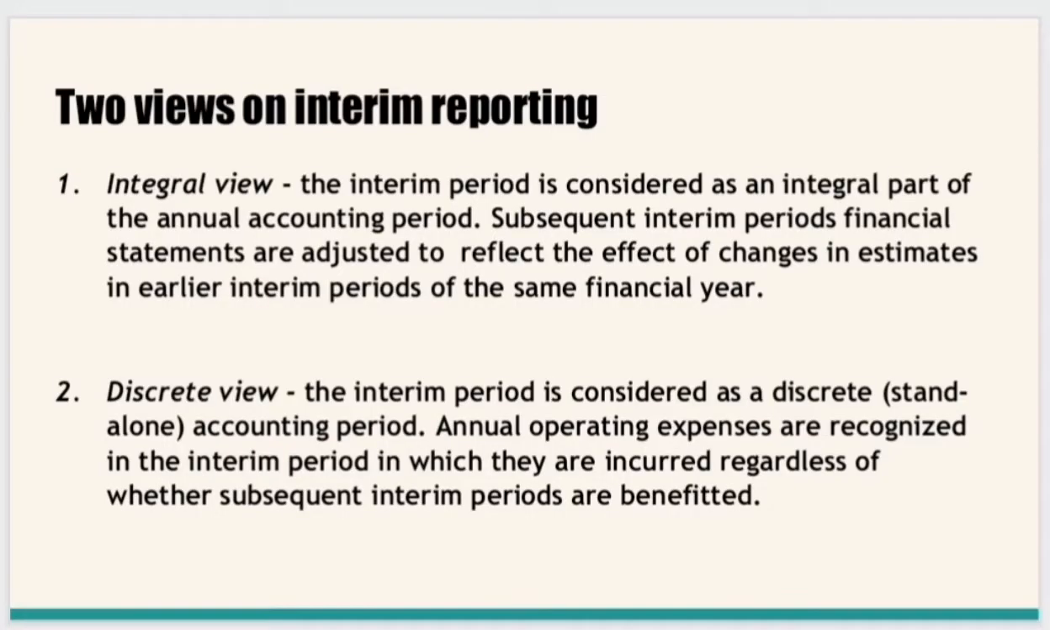With regards to views on interim reporting, there are two views being applied. The first one is the integral view, in which interim period is considered as an integral or relevant part of the annual accounting period. Under the integral view, revenue and expenses for interim periods are based on estimates of total annual revenues and expenses. On the other hand, discrete view is where the interim period is considered as a discrete or standalone accounting period. This view defines that earnings for each period are not affected by projections of the annual results.